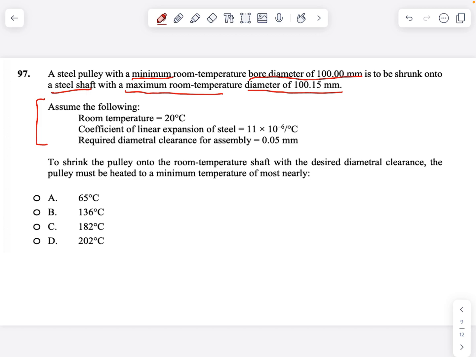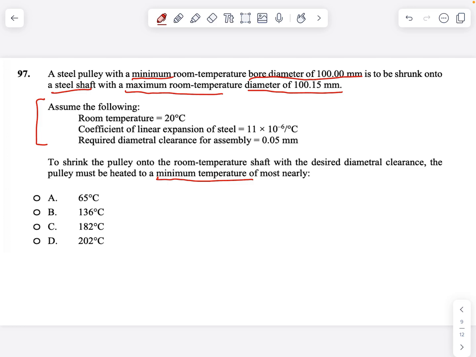So the question wants to know, to shrink the pulley onto the room temperature shaft with the desired diametral clearance, the pulley must be heated to a minimum temperature of most nearly what? So we're trying to find the minimal temperature that the pulley must be heated to get this desired diametral clearance.